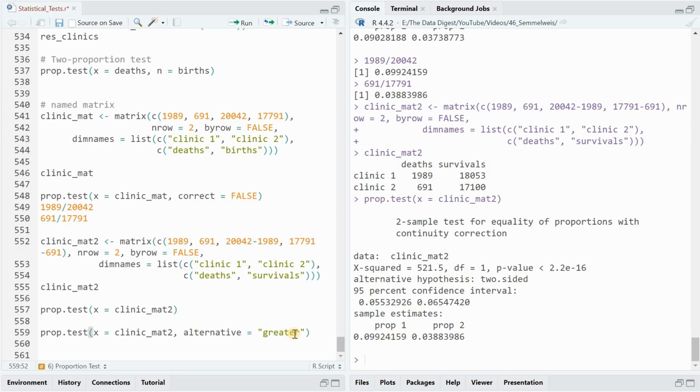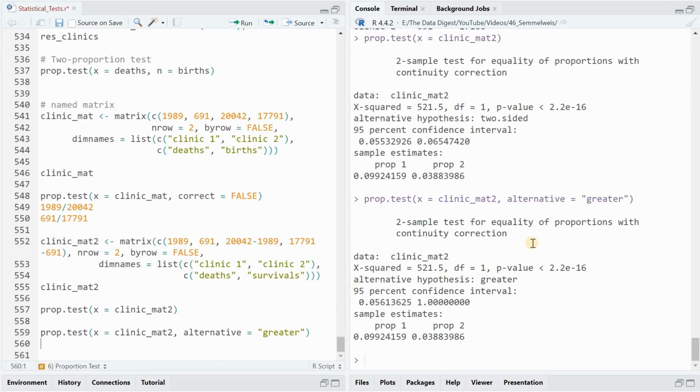Within the proportion test you can also specify the alternative. So if you think that clinic 1 does something worse than clinic 2, you expect the proportion to be greater in clinic 1, and what happens then is your p-value becomes smaller, you have more power, but also the confidence interval now goes to 100%. So for a proper estimate of the confidence interval, I always would go with the alternative two-sided. As you can see here, alternative two-sided is the default, and then you get a good estimate of the proportion difference of your two groups.